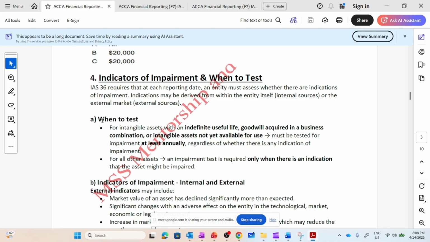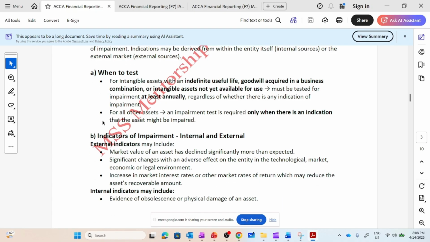So you need to know this point very well. For intangible assets with indefinite useful life, for goodwill, and for an intangible asset that is not yet available for use, we are going to test for impairment at least annually. You can do it more than annually. You can do it more than one time per year. But at least we should test it for impairment on an annual basis. Second point, all other assets, with exception to the above mentioned, should only be tested for impairment when there's an indication that the asset value has significantly declined from this value to this value, which is clear.